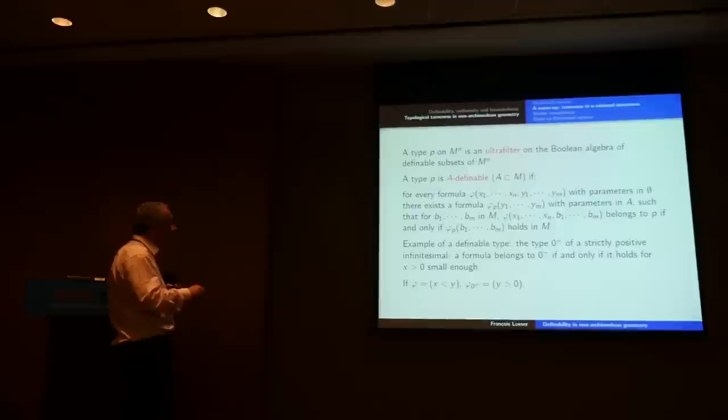So the definition is as follows. Given such a formula, there is another formula that depends on the type, which now has its parameters in A, such that each time I substitute elements b_i in the structure M, I want to decide whether this formula belongs to p. So this is an abuse of language. P is a set of definable sets, so I should better say the definable set corresponding to this formula belongs to p. This fits because I consider M-definable subsets, sorry.